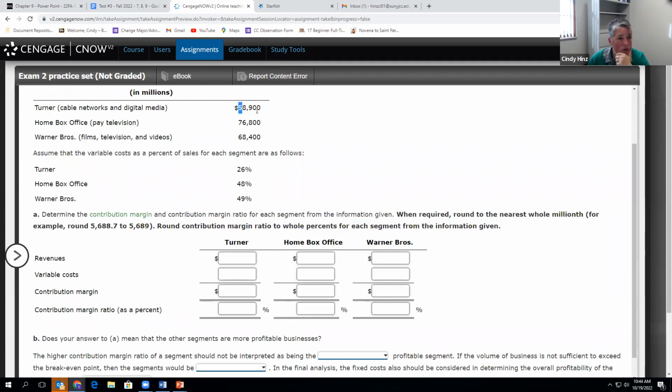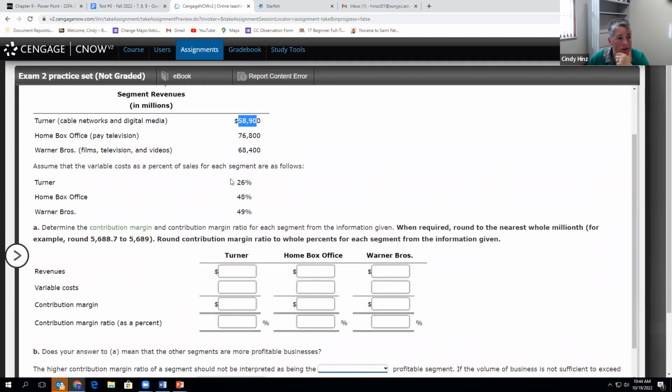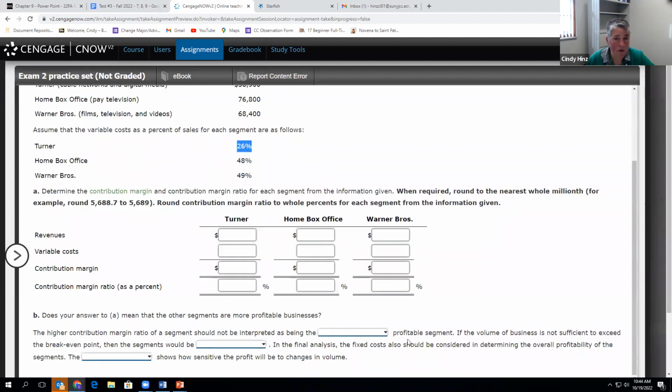We have the total sales. We know what percent of those are variable costs. So, you know, if 26% is variable cost and 74% is the contribution margin. And you can calculate the variable cost by multiplying the 26% times the sales for that division. And then again, answer a couple questions.